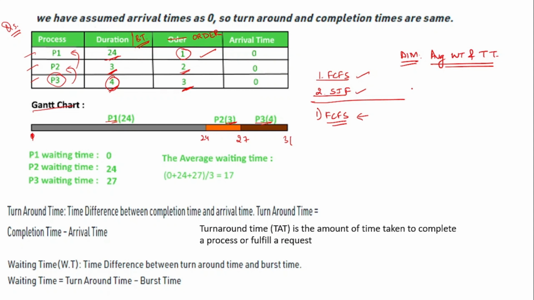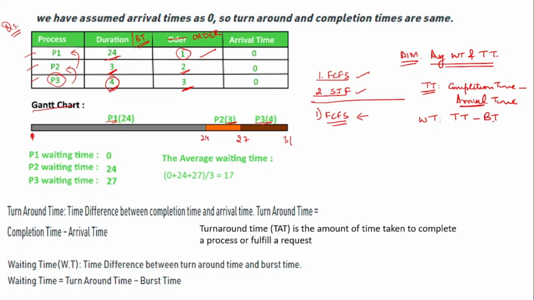The formula to calculate the turnaround time is completion time minus arrival time. Turnaround time is the amount of time taken to complete a process. The complete time that a process takes is referred to as the turnaround time, and waiting time is calculated by this formula: turnaround time minus burst time.